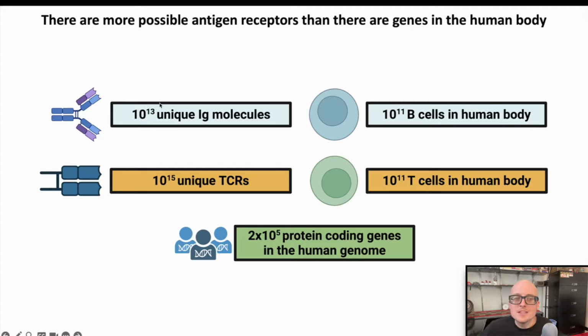But still, it's helpful to us that we start from such a high place of being able to generate 10 to the 13th unique possibilities. That gives us broad coverage against almost any type of molecular shape that might be generated by a pathogen that we might want to recognize and mount some kind of antibody response against.